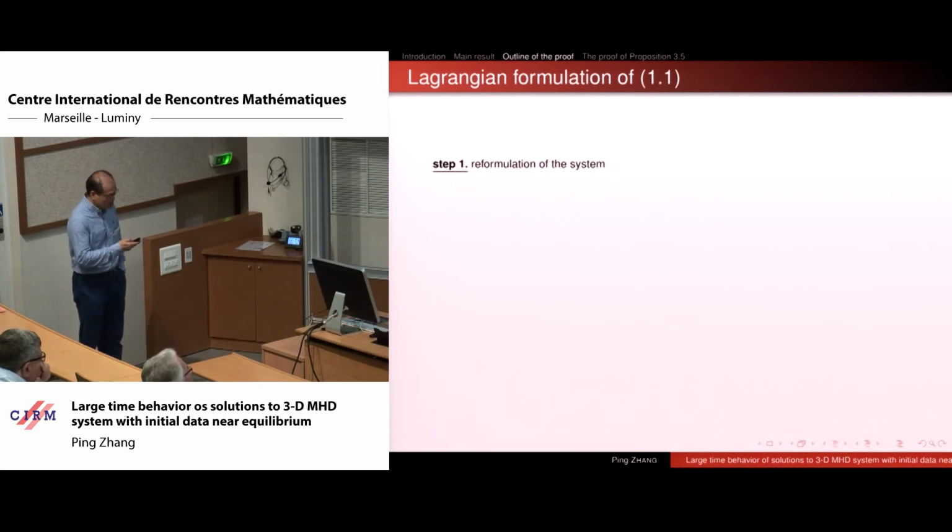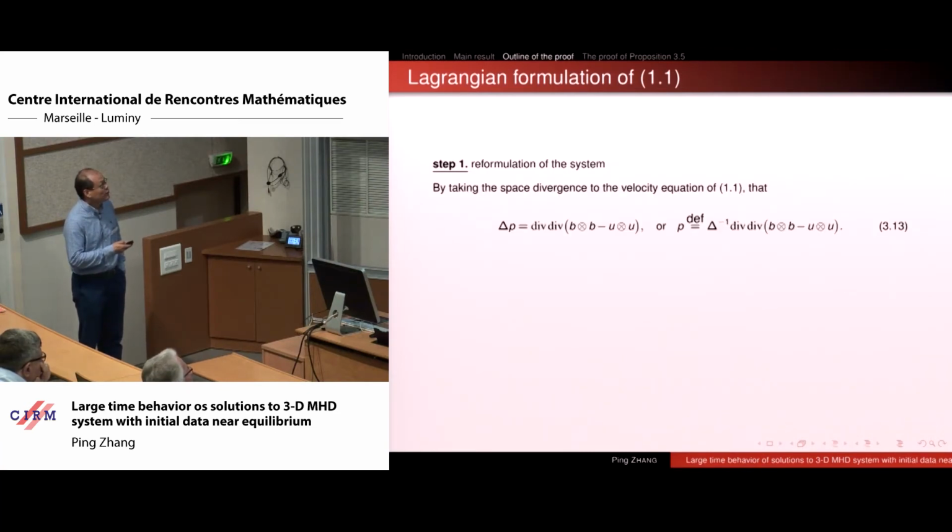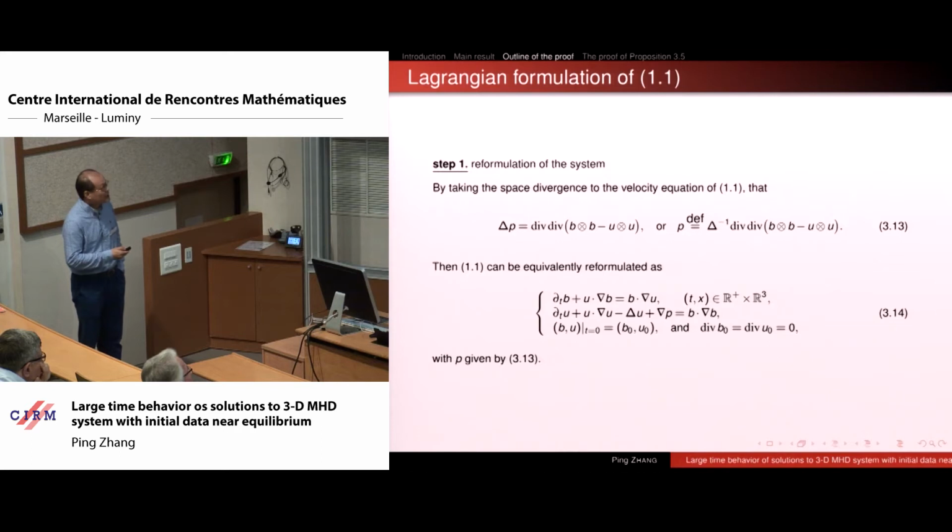In order to use this Lagrange formulation, the first step is to get rid of the pressure term from this equation. By taking the space divergence of the velocity equation, we find that this Laplacian P should satisfy an equation of this type. Then divergence B equals 0 and divergence U equals 0 will be reduced to the initial data, divergence B0 and divergence U0 equal 0.